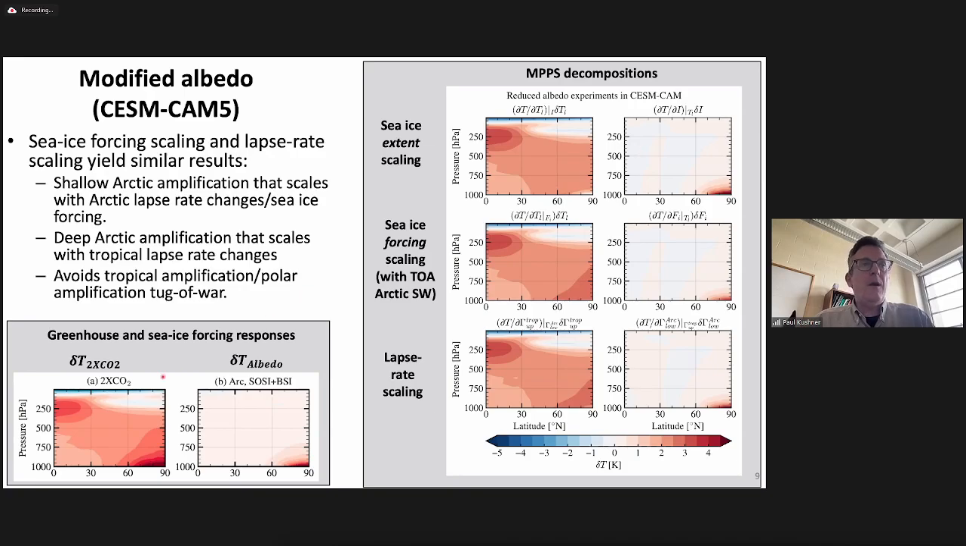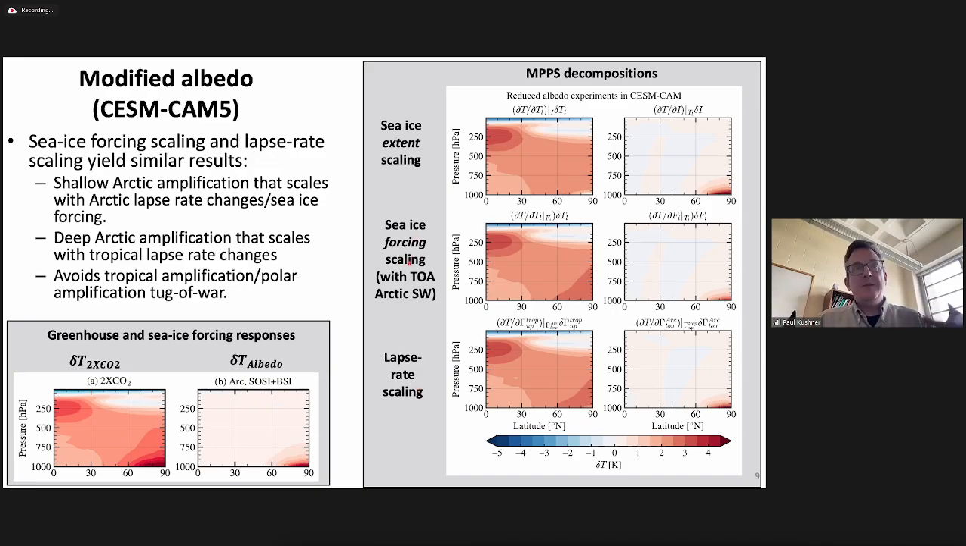So what I'm showing you here are some experiments from CESM again using albedo as a forcing. This is a doubled CO2 experiment and then an Arctic sea ice albedo change. And the sea ice extent scaling that I've emphasized a couple of times here is shown in the top row. The middle row shows sea ice forcing scaling using the top of atmosphere Arctic shortwave response as a scaling parameter instead of sea ice extent. And then the bottom row shows this lapse rate scaling where we use tropical lapse rate and lower tropospheric Arctic lapse rate as two scaling parameters. So these are scaling parameters based on the stratification in the Arctic and the tropics. And this gives us a similar pattern of response, or similar breakdown of responses, to the sea ice forcing scaling. But this scaling is much simpler because it's just based on lapse rate instead of estimates of the forcing.